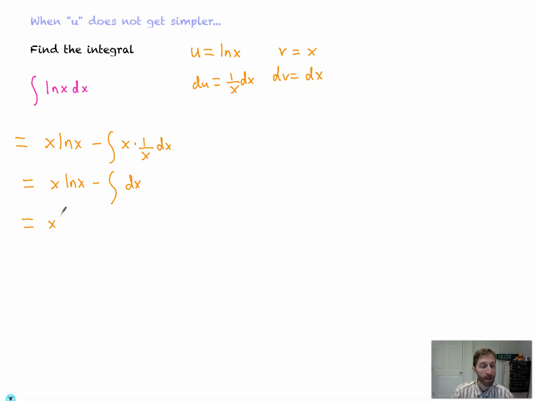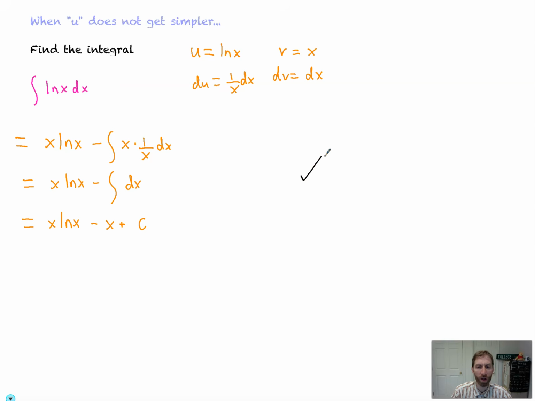So you get x ln x minus, well, sorry, the integral of 1 dx is not 1. The integral of 1 dx is x. I misspoke. How dare I? And then, of course, you have plus c. That's it. Now I want to do a check on this one because it's just a beautiful thing.